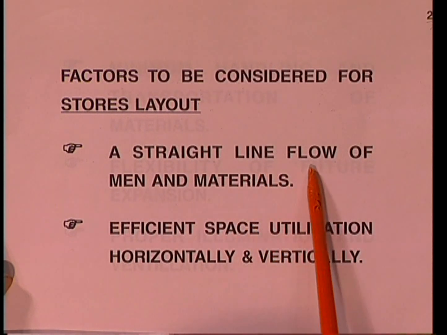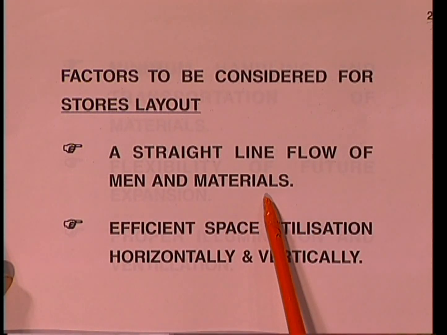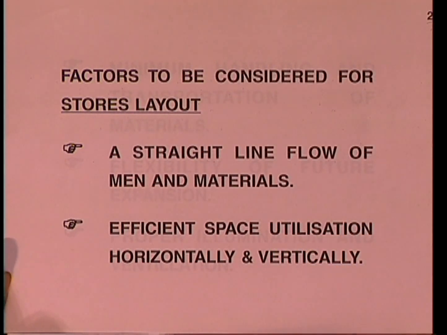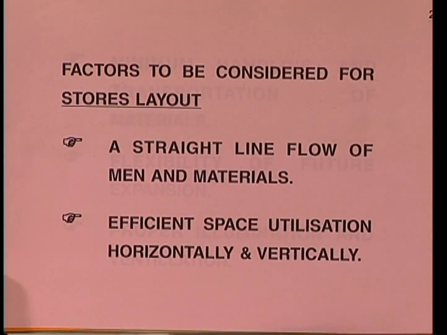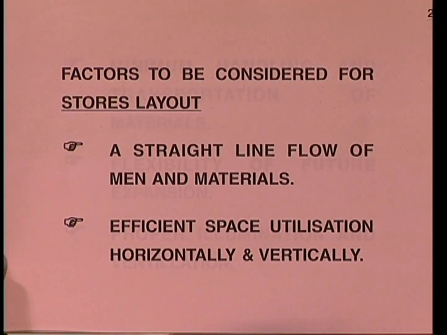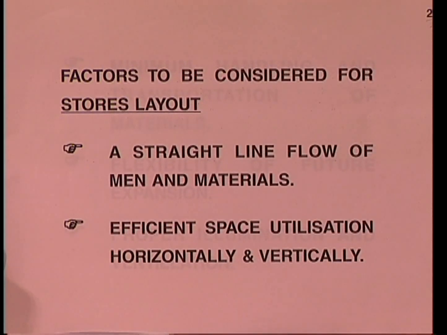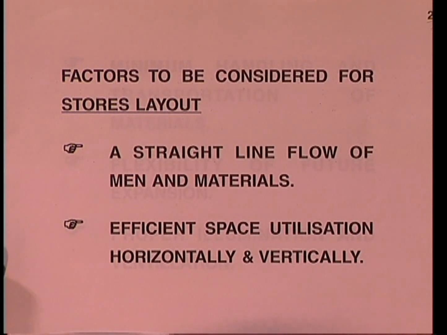The first one is a straight line flow of men and materials. As you know, a straight line takes very little distance. Whenever we move a material in a straight line, it follows less distance, so the movement is less, the time is also less, and the cost of production will also become less. The second one is efficient space utilization, horizontally and vertically.